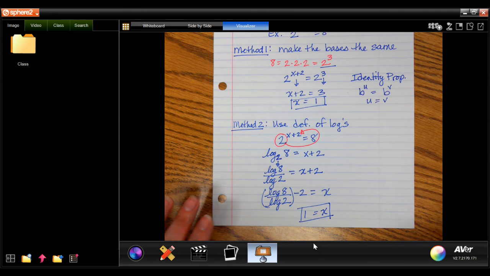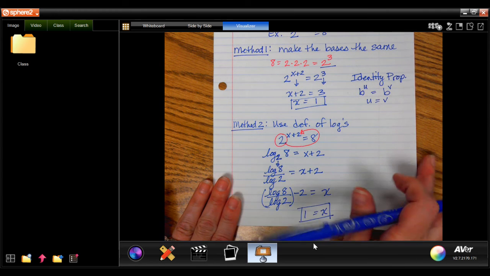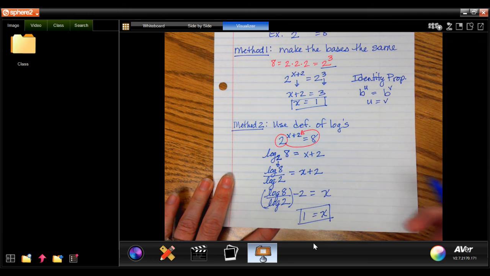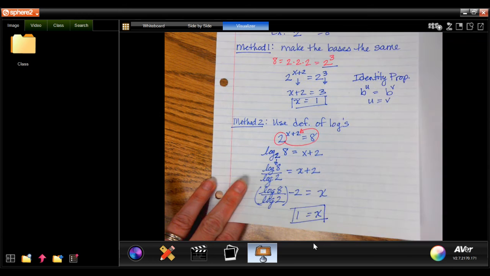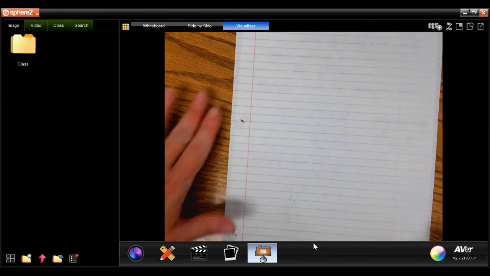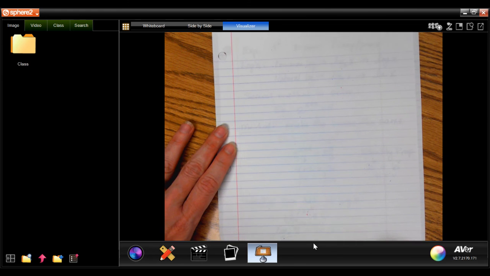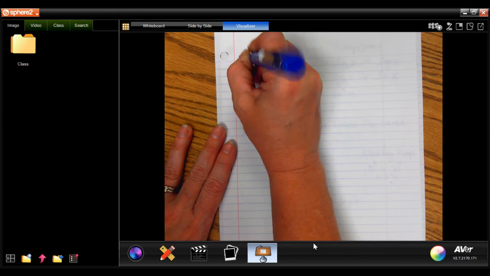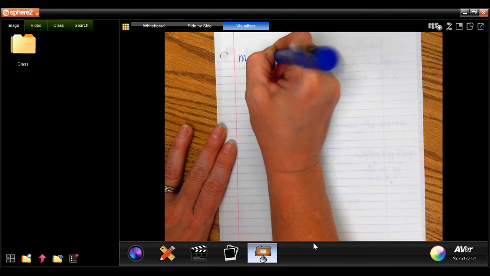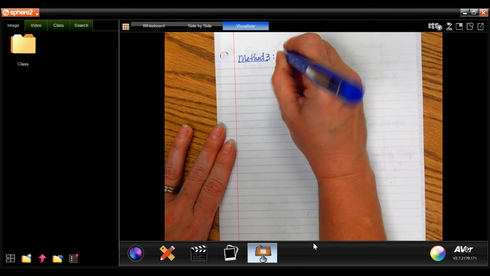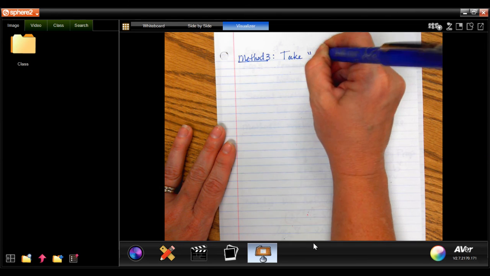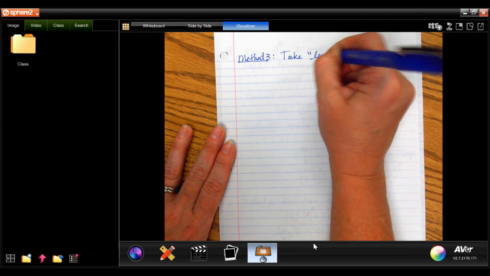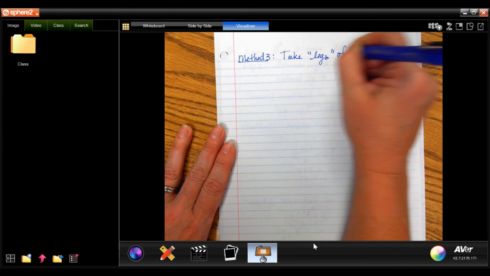Now we have 2 other ones, because not always will you be able to use method 1. We need some ways to do other items. So here's another one as a review. I call it method 3. And this is where you can take the log base of both sides.